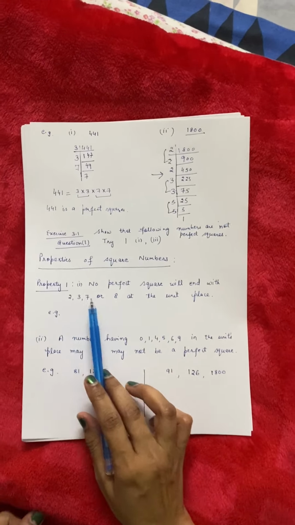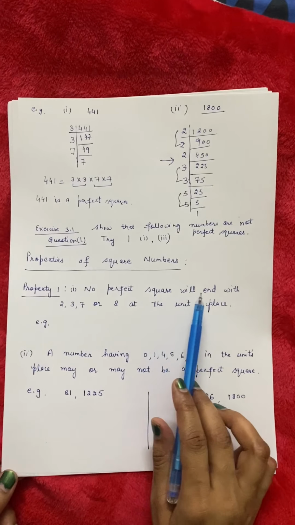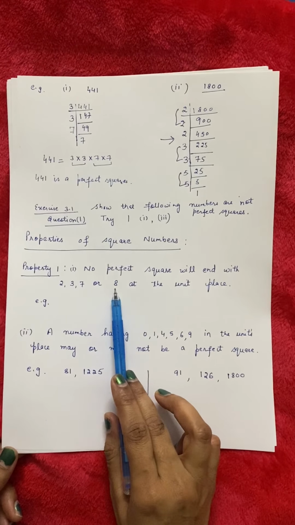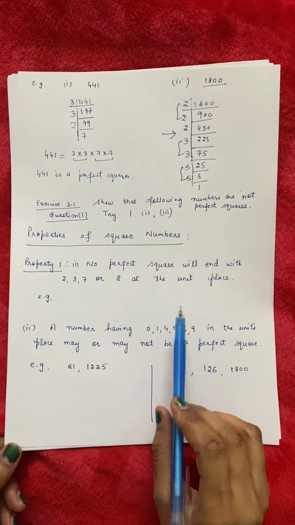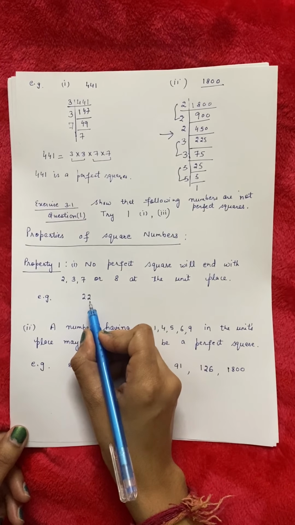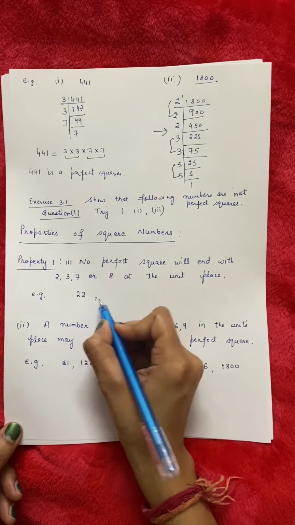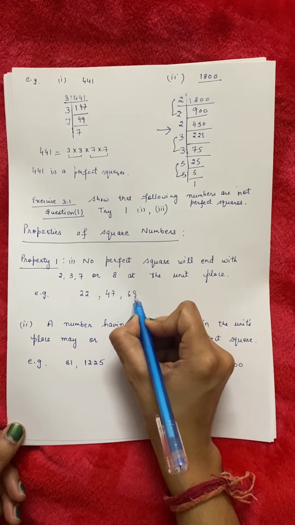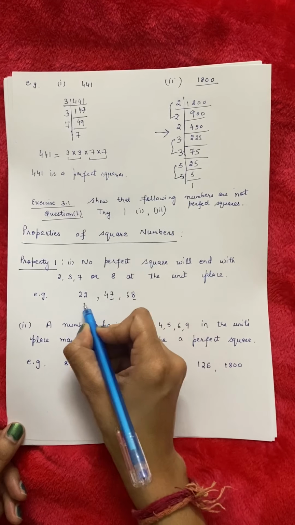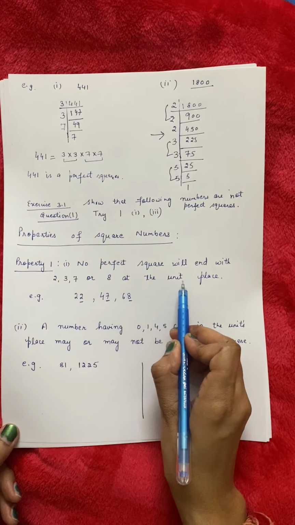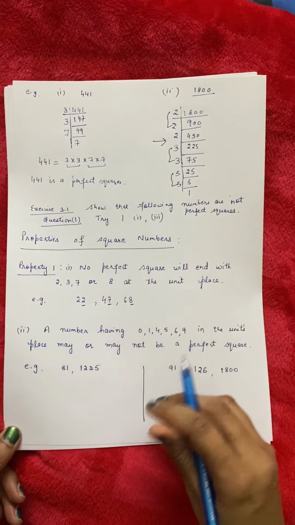First property, no perfect square will end with 2, 3, 7 or 8 at the units place. For example, if I take the number 22, this number is ending with 2. It is not a perfect square. We can take 47, we can take 68. That means numbers which end with 2, 3, 7, 8 will not be a perfect square.